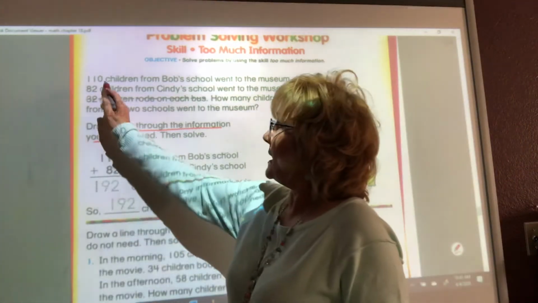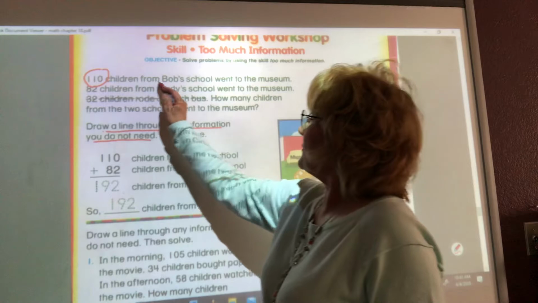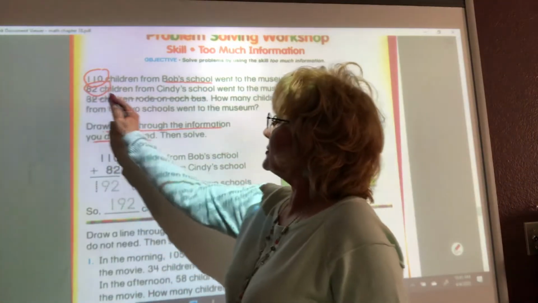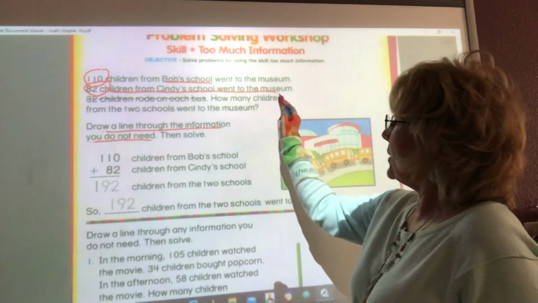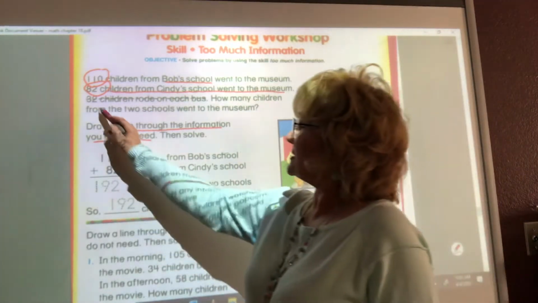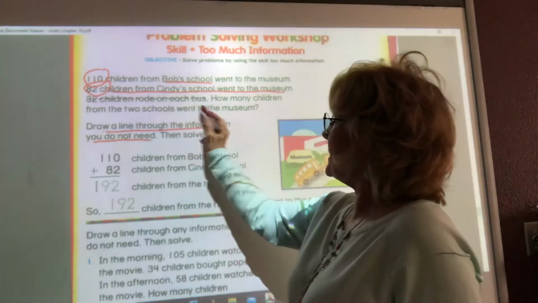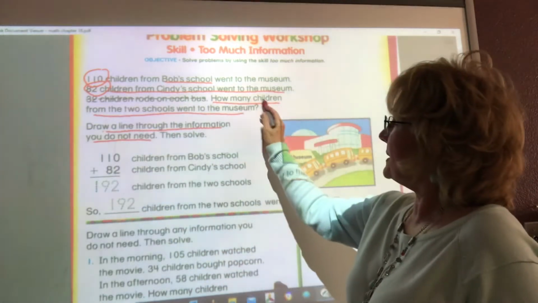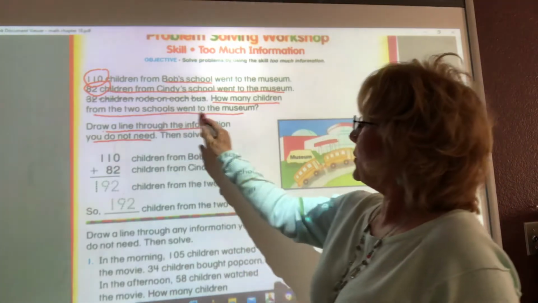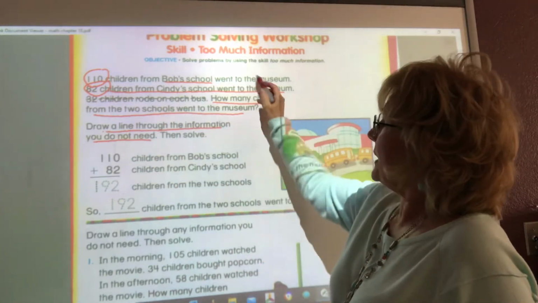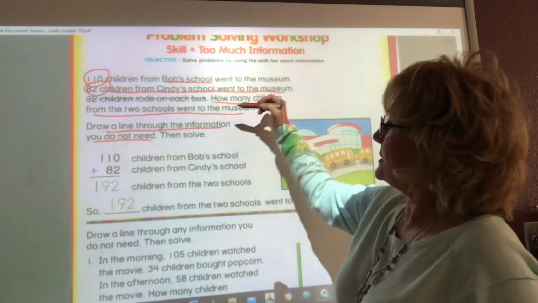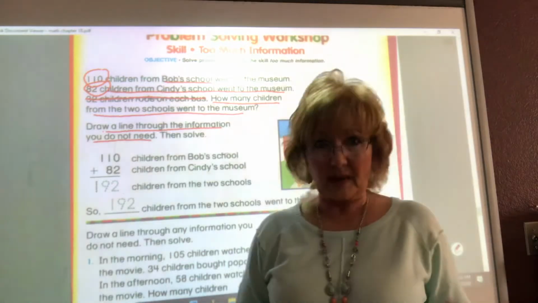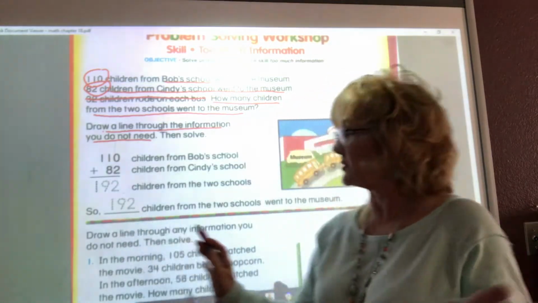It says, 110 children from Bob's school went to the museum. 82 children from Cindy's school went to the museum. It says 32 children rode on each bus. I guess if we read the question first, that might be a good thing. The question says how many children from the 2 schools went to the museum. Okay, we want to know from the 2 schools went to the museum. So 32 children rode the bus does not get us to that answer, okay?